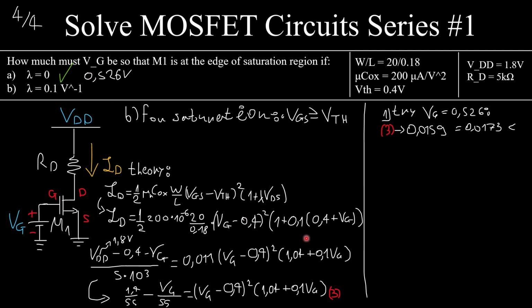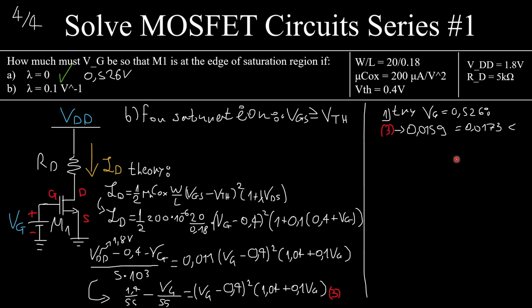When I replace the values here, I get that this part of the equation is equal to this part of the equation. They are not really equal. This equal sign is not really an equal sign, but it's good for us to visualize what we are trying to do here. And I see that this part of the equation is a bit smaller than this part of the equation. So obviously VG is not going to be the same as before.